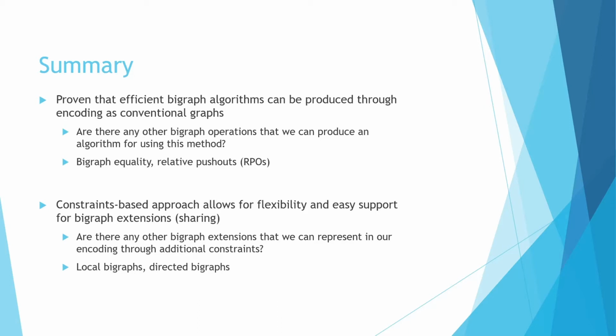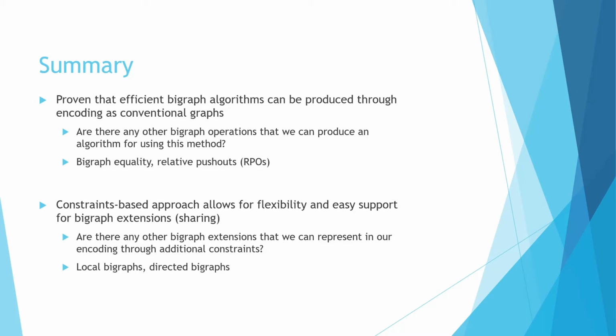So we want to know as well, are there any other bigraph operations that we can produce an algorithm for using this method? For example, bigraph equality to graph isomorphism. Can we do relative pushouts, which is very similar to finding the largest common instance between two bigraph structures? So can we reduce that to maximum common induced subgraph?